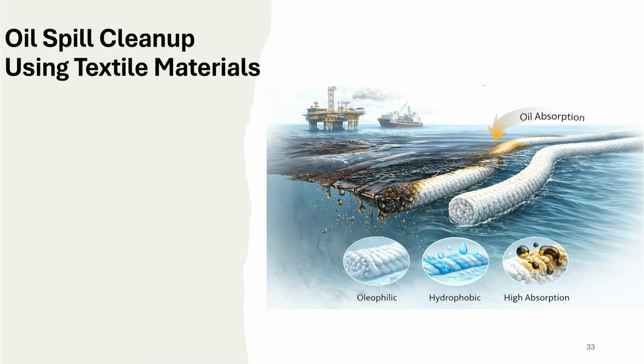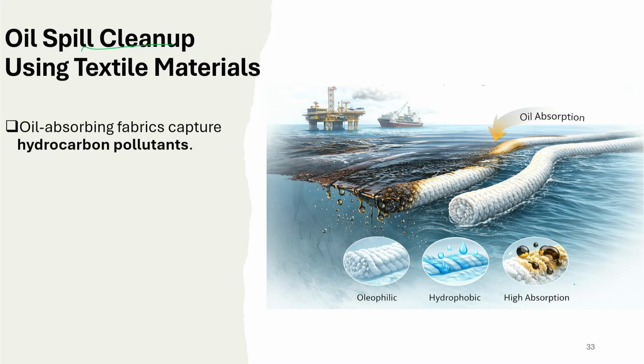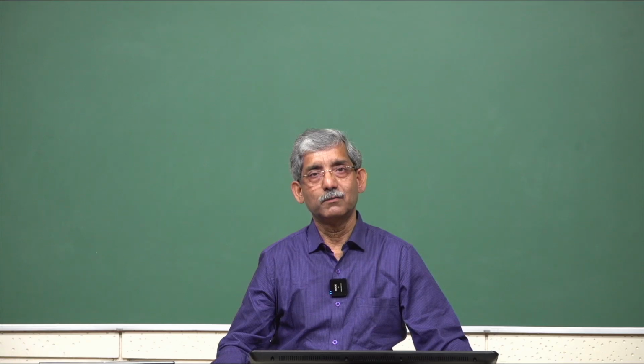So, for oil spill cleanup, we can use textile material as we have already discussed. So, oleophilic, hydrophobic and high absorption. All these different types of layers we can use. So, oil absorbing fabric captures hydrocarbon pollutants.